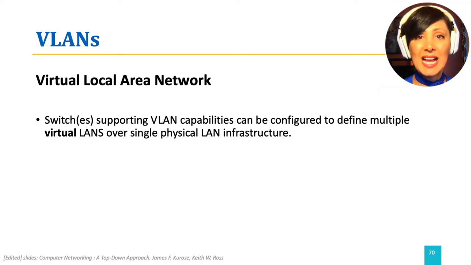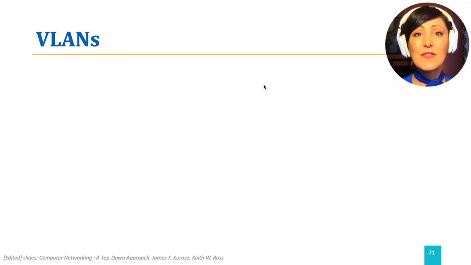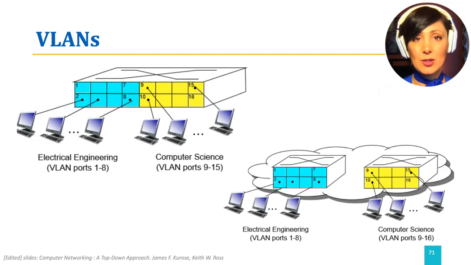Using port-based VLANs, ports of a single switch are grouped together. Each group forms a VLAN over the single physical switch they're connected to. For example, in this figure, ports 1 through 8 could be used to make one VLAN, for example, the electrical engineering VLAN in our institution network example, and ports 9 to 16 to make another VLAN, for example, computer science. This emulates the behavior of two separate physical switches, each working with 8 ports.